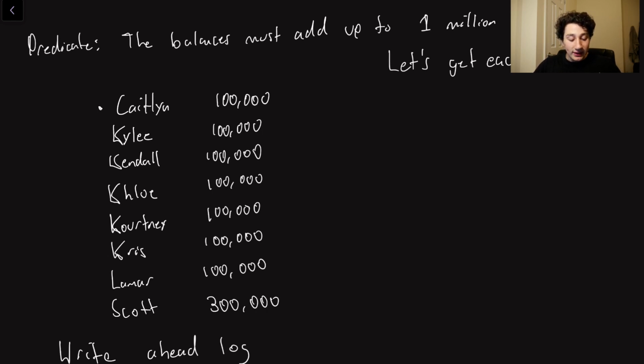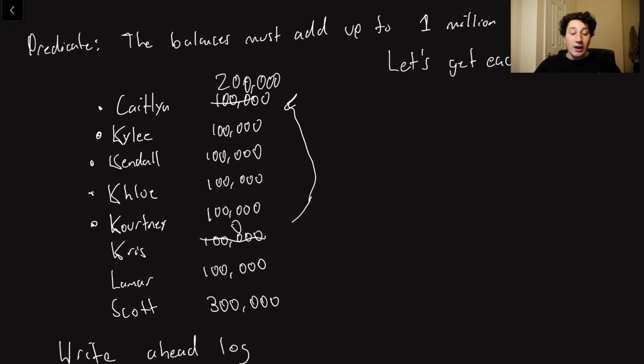I'm going to read Caitlin, I'm going to read Kylie, I'm going to read Kendall, I'm going to read Chloe, I'm going to read Courtney, and then right before I read Chris, Caitlin decides that she needs some more plastic surgery. So all of a sudden, Chris, the mother of the family, is going to send Caitlin her $100,000. So now Caitlin actually has 200K, and Chris has $0. The invariant of the table still holds, right? All these values still add up to $1 million.